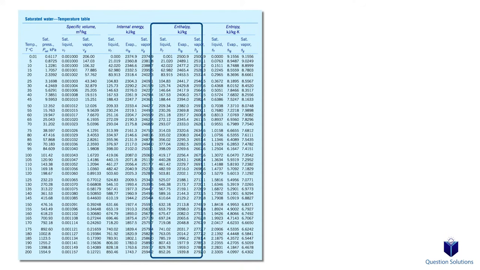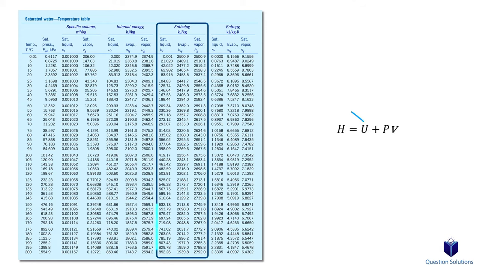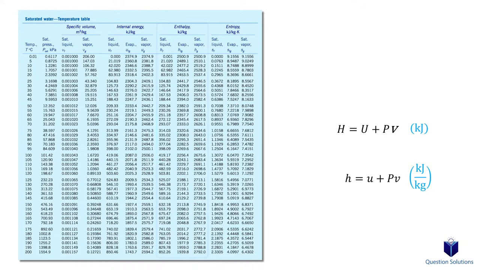Right after that, we have enthalpy. If we sum the internal energy of a system and its pressure multiplied by the volume, we get enthalpy. The letter H is used to represent it. It has the units kilojoules, but if we write it per unit mass, also called specific enthalpy, it has the units kilojoules per kilogram. When we do examples, we will go over how to use this table.